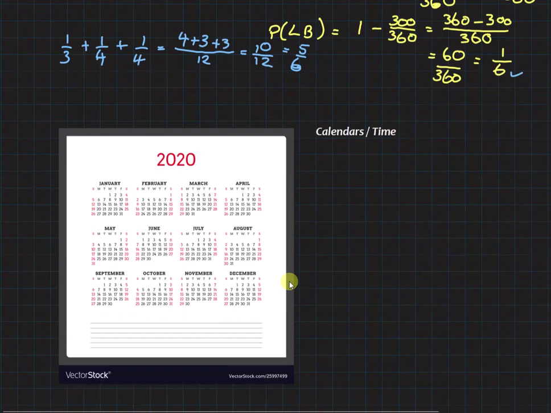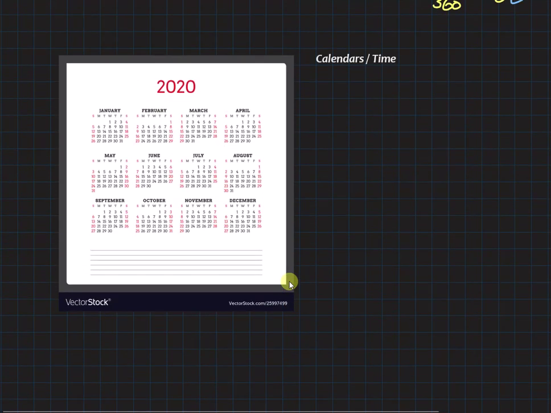Last part on this really silly situation that people often make mistakes with, and it's to do with dates. If you're asked what's the probability of being born or some event happening on a day, remember this thing inside is called the event. What's happening? What are we interested in seeing happening? What's the probability of an event happening on a Friday?